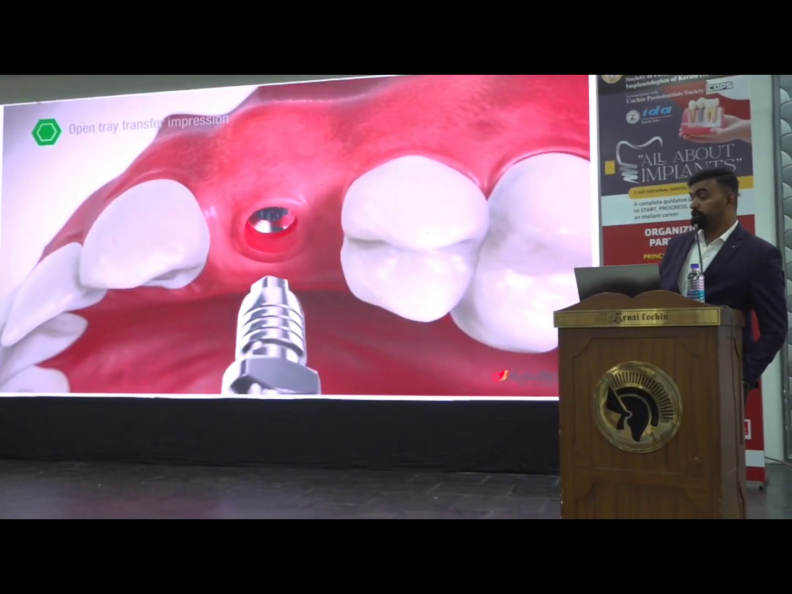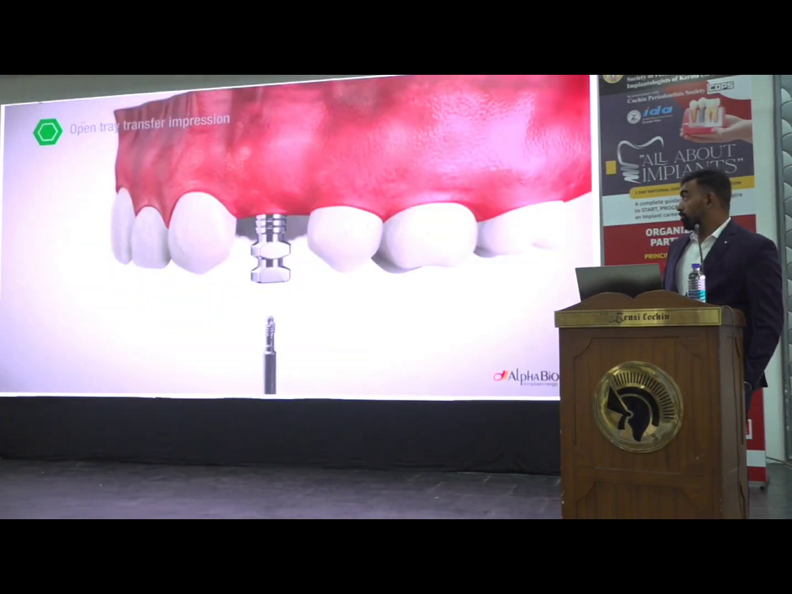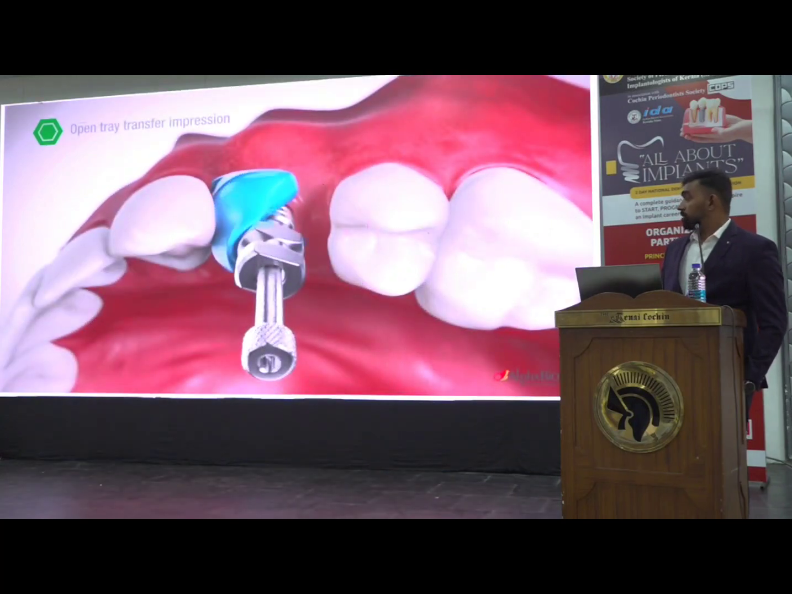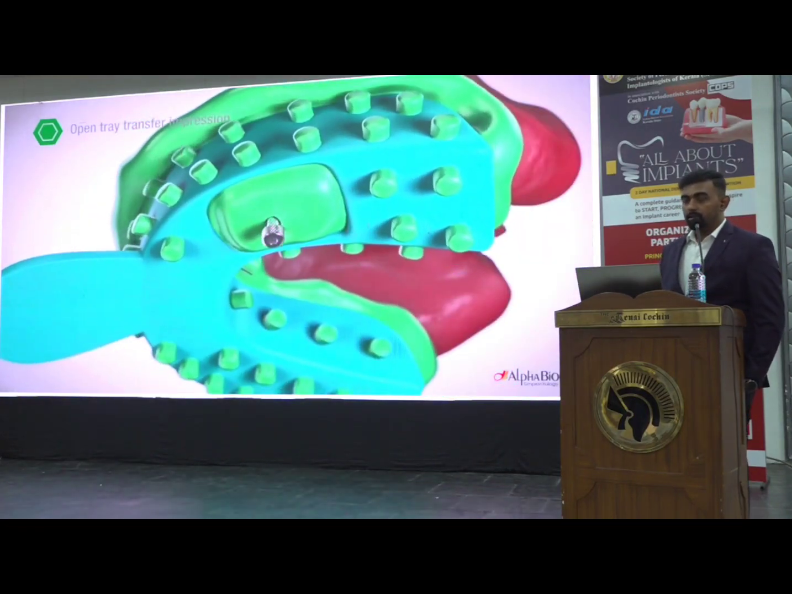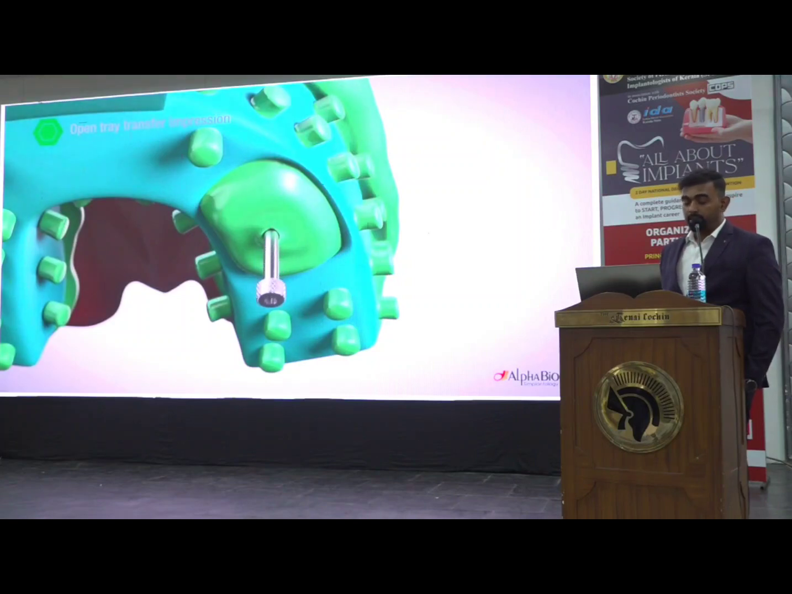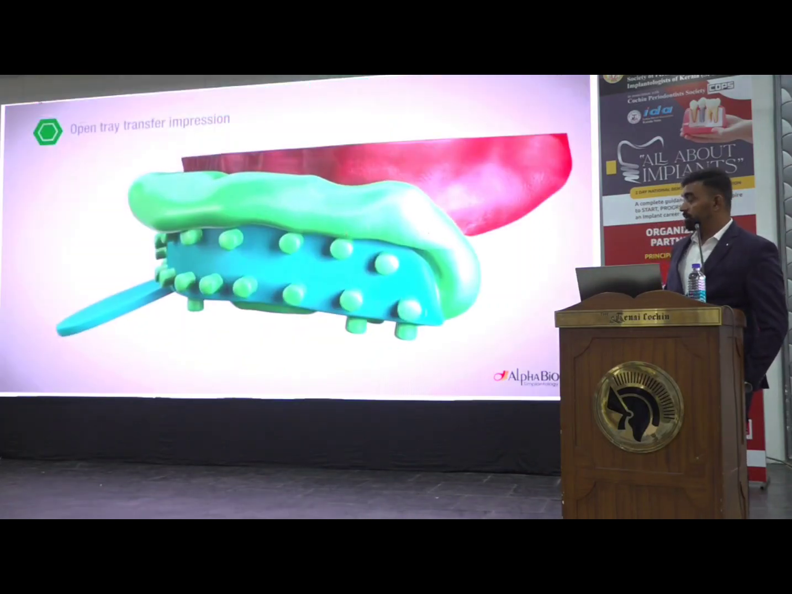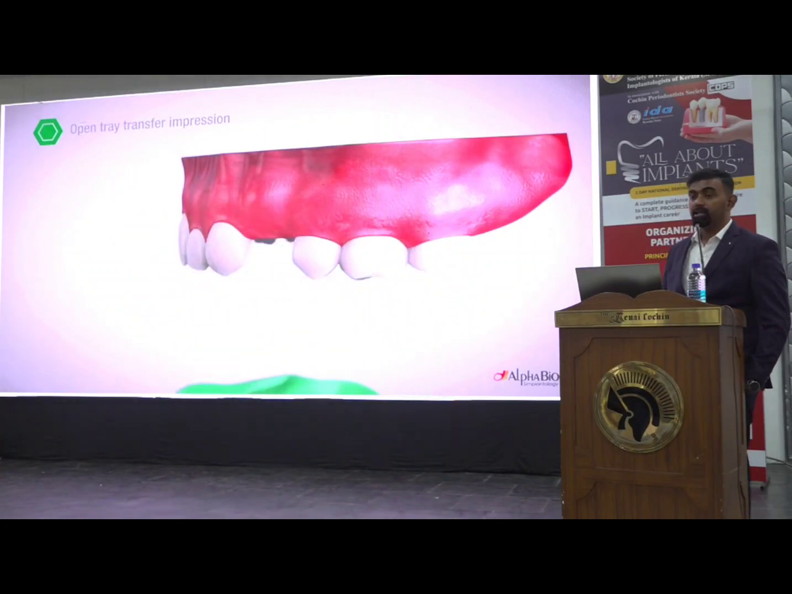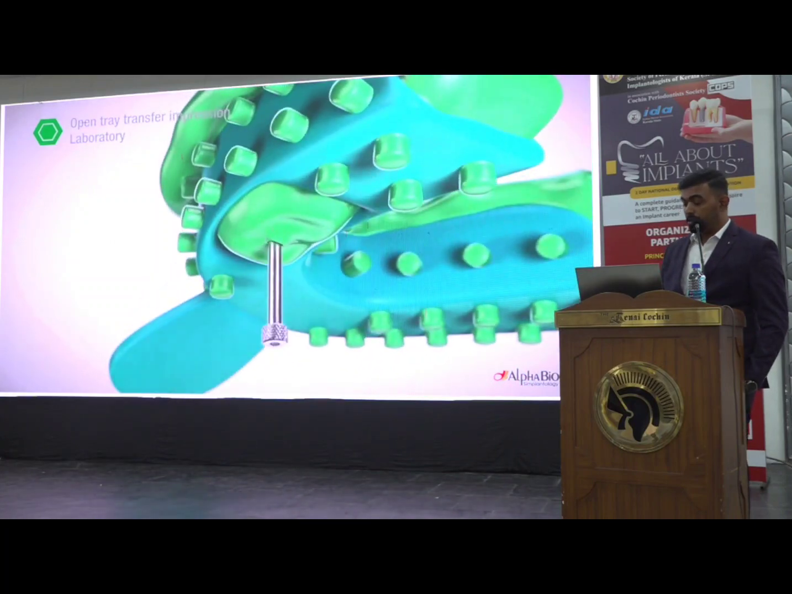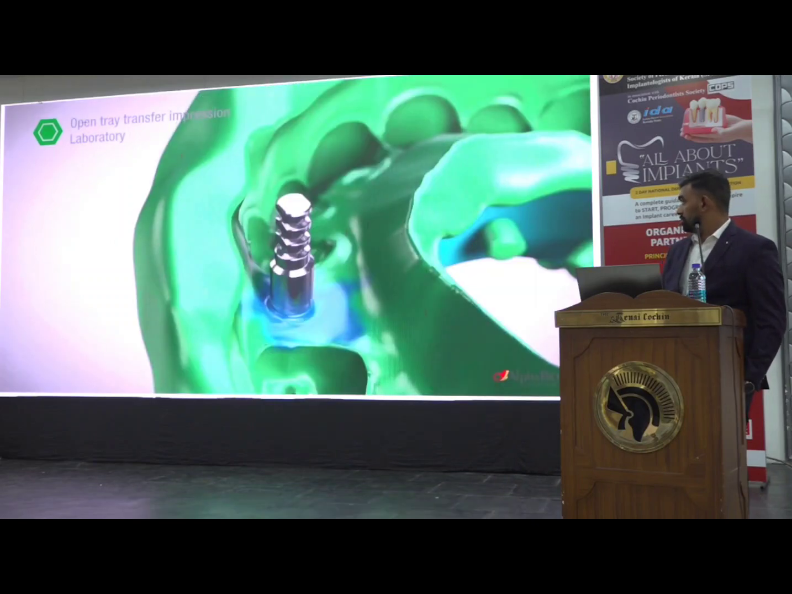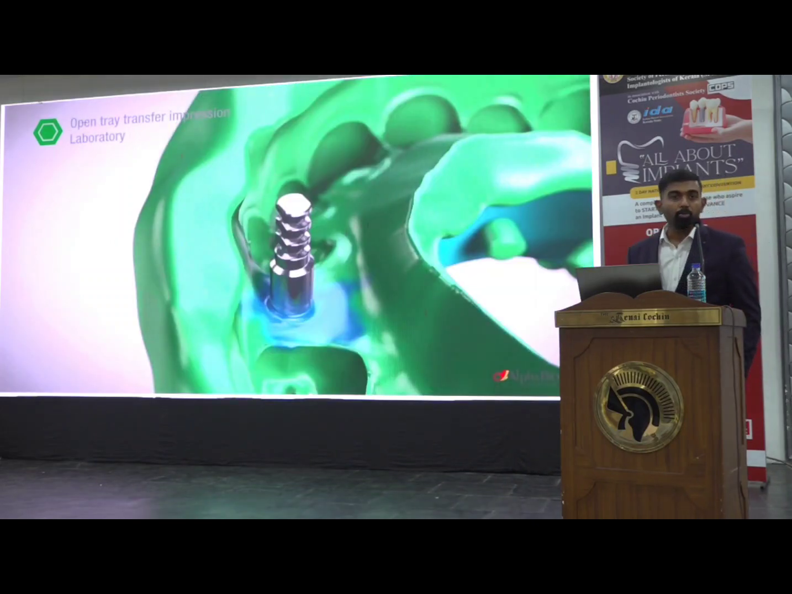First, remove the gingival former, place the open tray impression coping, and check with an X-ray. After that, apply light body around the impression coping. Load the tray with putty and light body, heavy body material, and take the impression. Once the material polymerizes, remove it from the patient's mouth and attach the lab analog. This is the open tray impression.